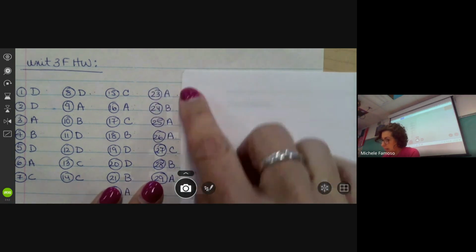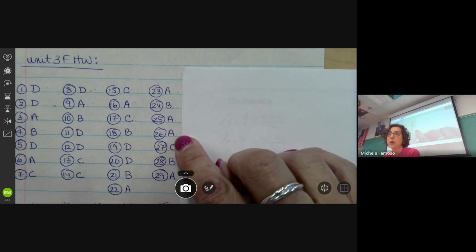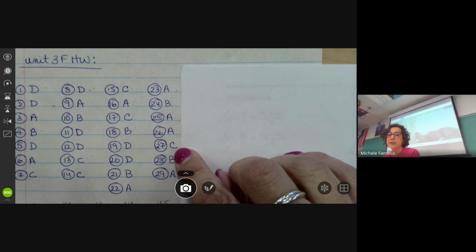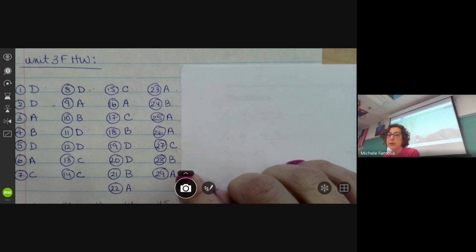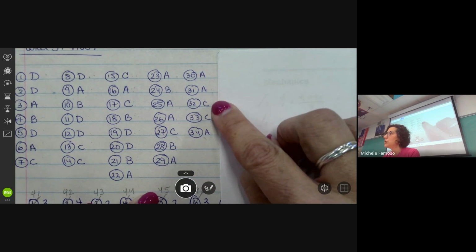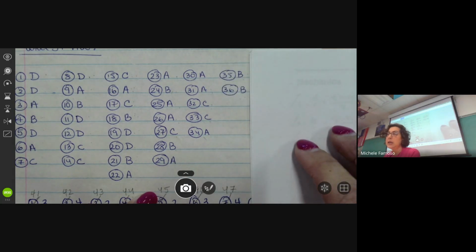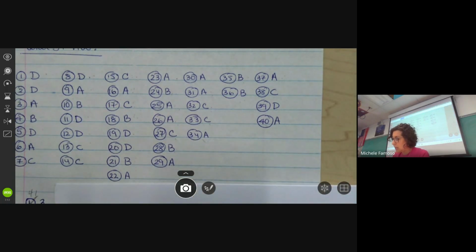23 is A, 24 is B, 25 is A, 26 is A, 27 is C, 28 is B, 29 is A. 30 is A, 31 is A, 32 is C, 33 is C, 34 is A. 35 is B, 36 is B. 37 is A, 38 is C, 39 is D, and 40 is A.